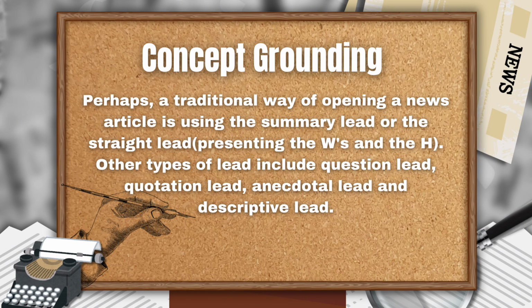Next one is concept grounding. Perhaps a traditional way of opening a news article is using the summary lead or the straight lead, presenting the Ws. Other types of lead include question lead, quotation lead, anecdotal lead, and descriptive lead. So in writing a lead, there are different types of lead where you are able to catch the attention of readers. The most important of these is the straight lead.